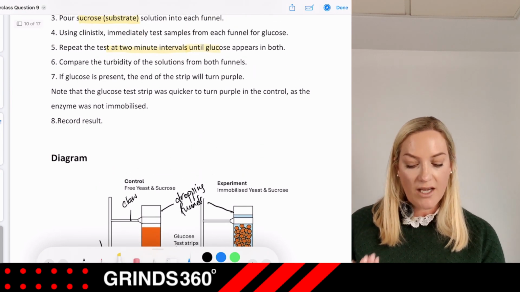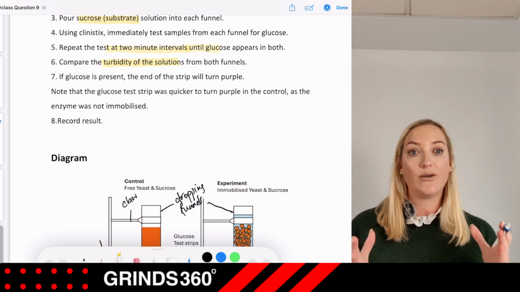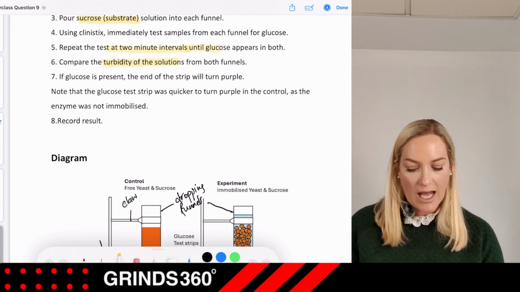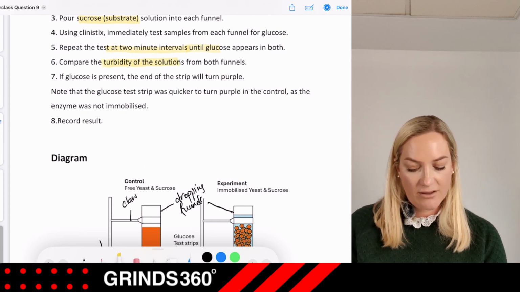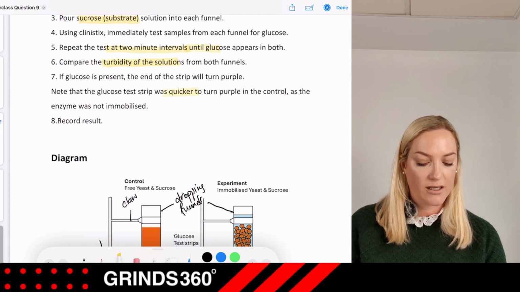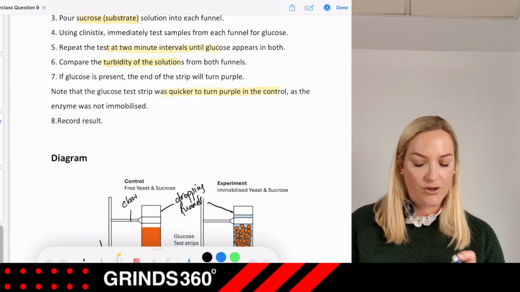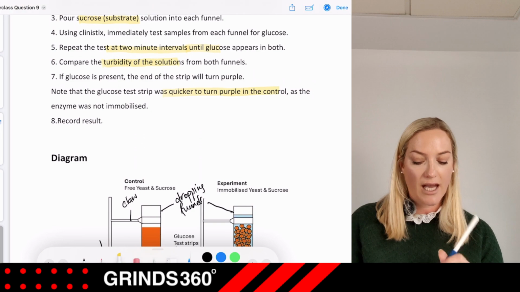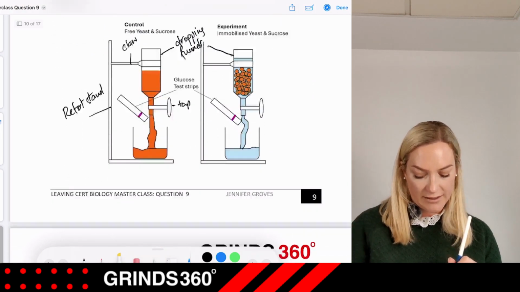Okay, so then you're asked to compare the turbidity of the solutions. So that's the cloudiness of the solutions. And what you would find is, so note that the glucose test strip turned quicker in our control, in our free yeast. And that was because the enzyme was not immobilized.